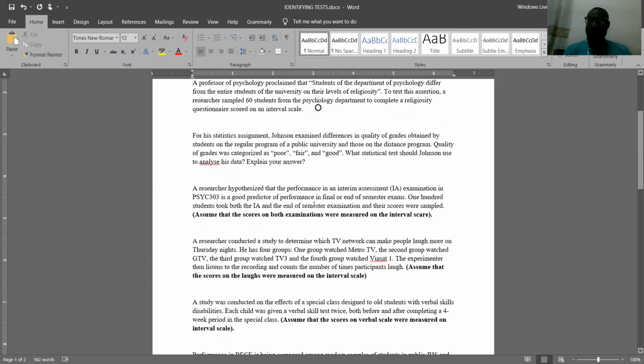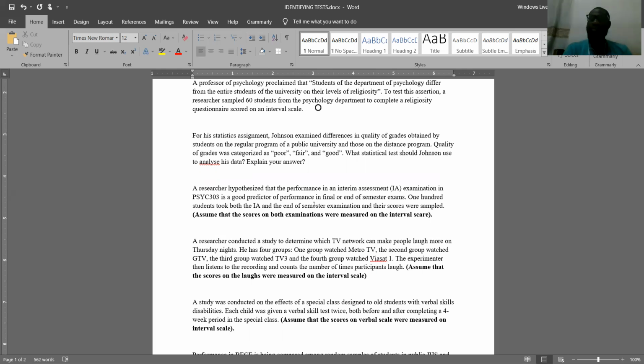Then the next question. Within the next question, it's quite tricky. Find out what they are really comparing. You can see within the question, they are comparing regular program and distance program. These are the two things they are comparing. They are all coming from the same public university. So they are comparing regular students and distance students.